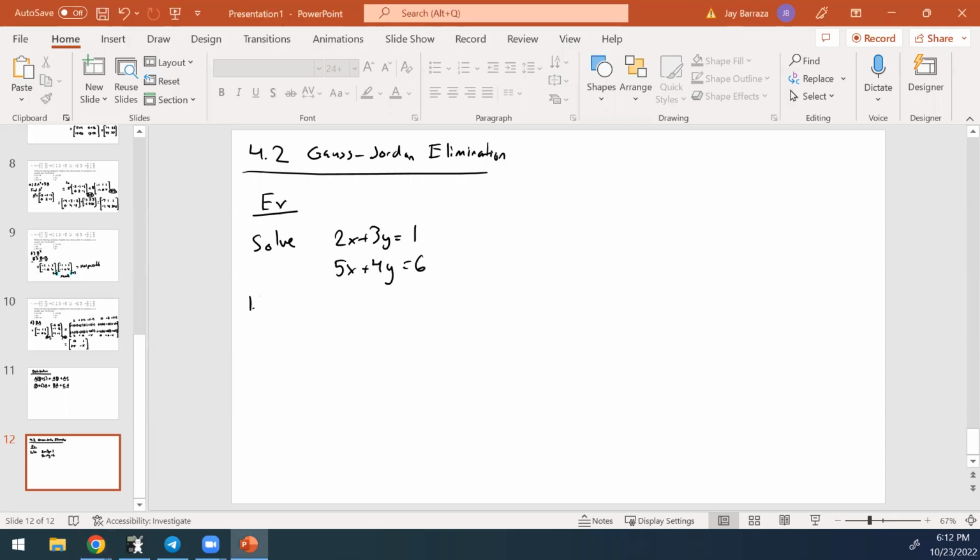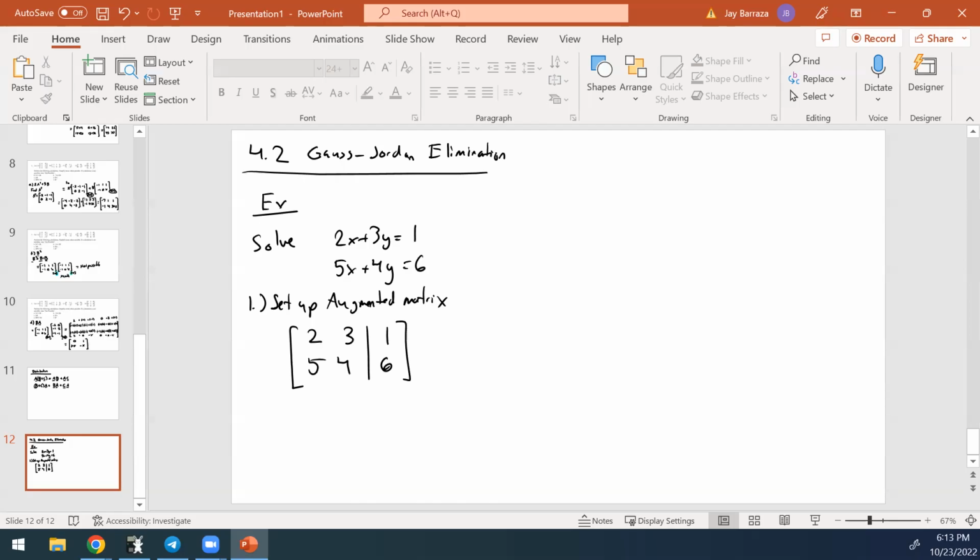So step 1 is set up the augmented matrix. So you want to augment the matrix first. And as I said earlier, you always want to write it like this. So 2, 3, 5, 4. The equal sign is a vertical line, and then this is 1 and 6, right?